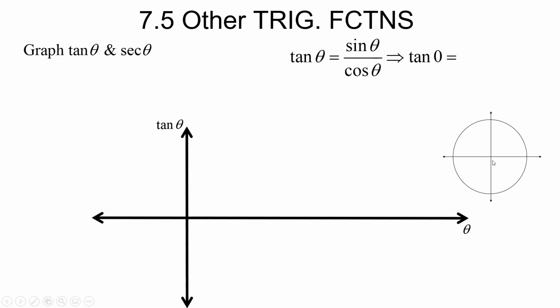And picture the unit circle here. Okay, 0, and we're probably in radians here, I'd say. So 0 radians. Well, sine of 0 radians is 0, and 0 over anything is 0, so tangent of 0 would have to be a 0. By the way, cosine of 0 radians would be a 1. All right, so when theta equals 0, tangent of 0 is 0, so I'm going to start at the origin.